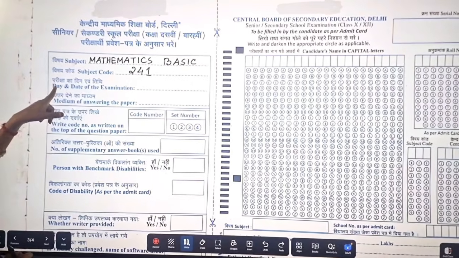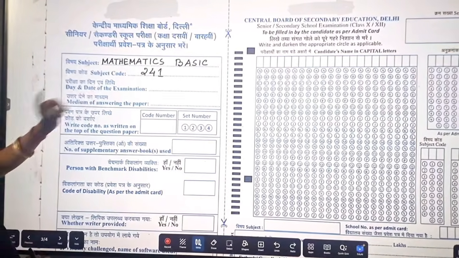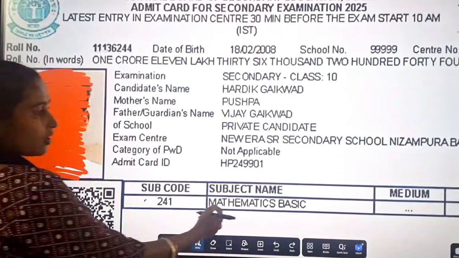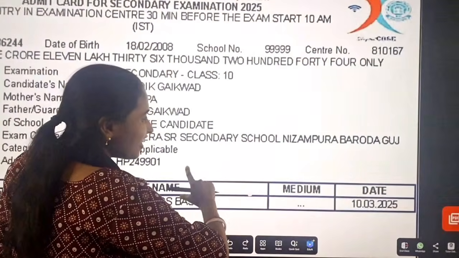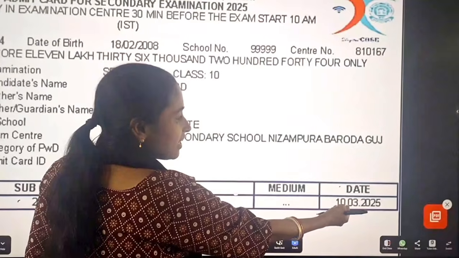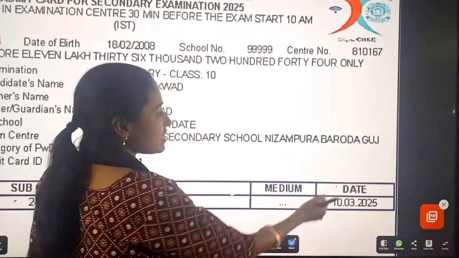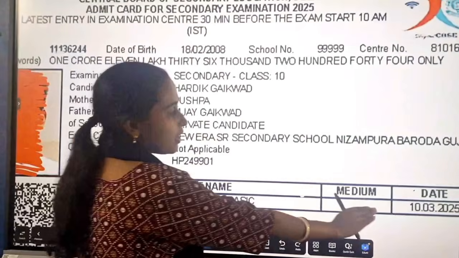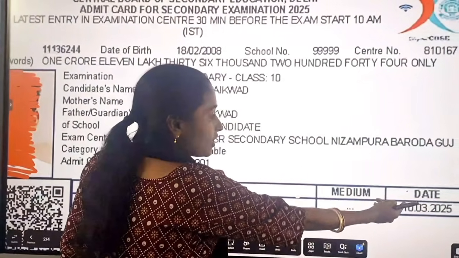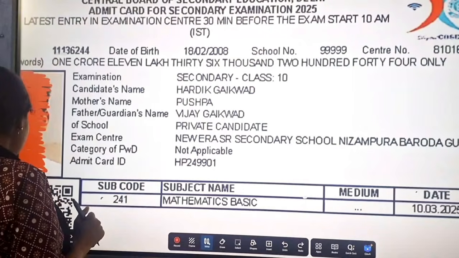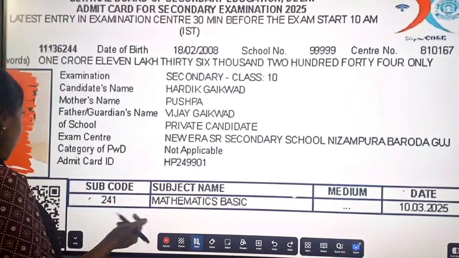Next, what is written? Day and date of the examination. First you need to write the day, then you need to write the date. Remember that. Here the date is written 10/3/2025, meaning 10th March 2025. This one is last year's admit card. On that date, you have to mention which day it was. Suppose, for example, I am taking Monday.